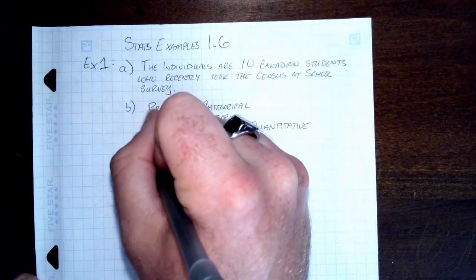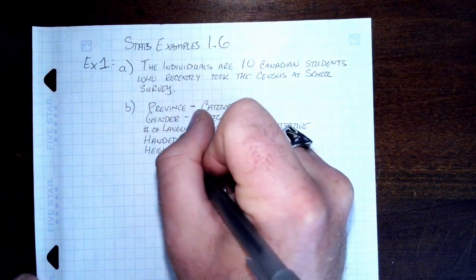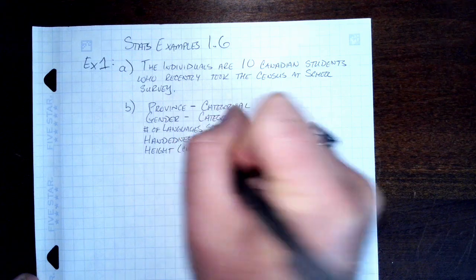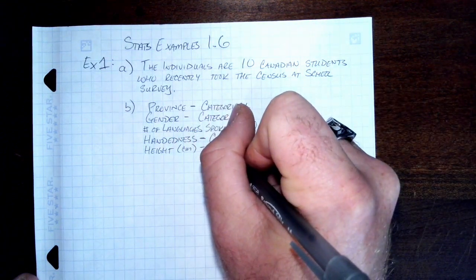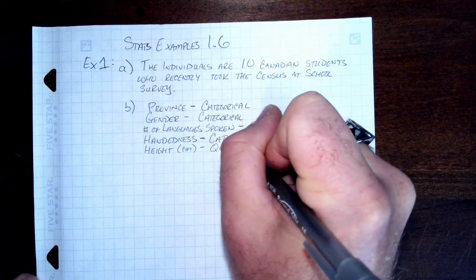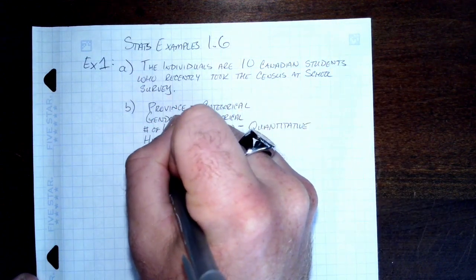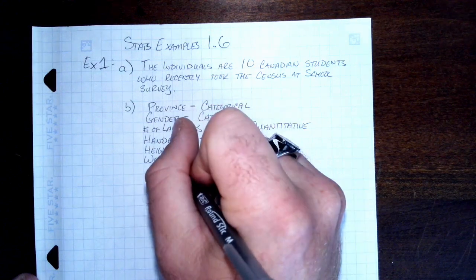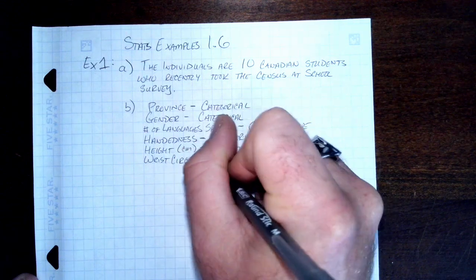But your height, measured in centimeters, if we were to let you grow a little bit, you would get taller. So that is quantitative, as is your wrist circumference, which is also measured in millimeters.